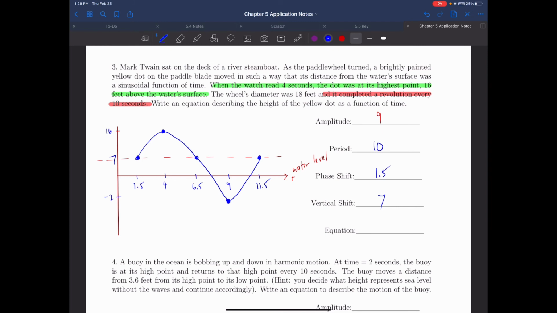And the equation is just 9 sine. Oh, we have to do the omega value. So it would be 10 equals 2 pi over omega. So omega equals pi over 5. And then x minus 1.5 plus 7. So 9 sine of pi over 5, parentheses, x minus 1.5, plus 7.